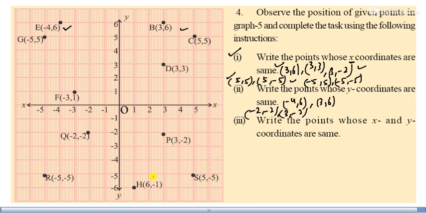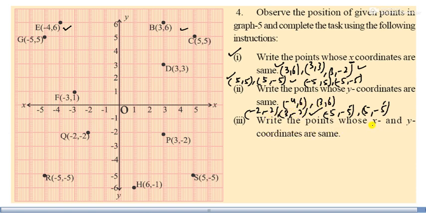And any others? It is (5, -5) is the set. That one is the next pair. The y coordinate is the same with (5, -5), so it is (5, -5). Here 5 is the same, the 2 is same, and here 6 and 6 are the same.